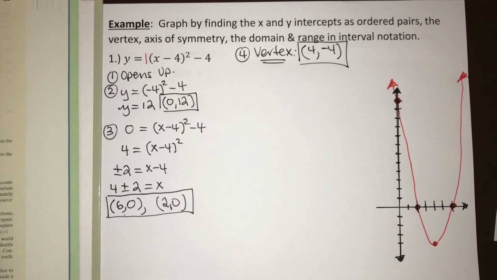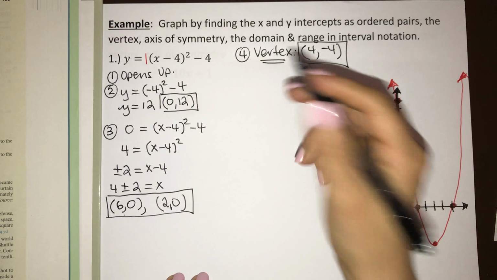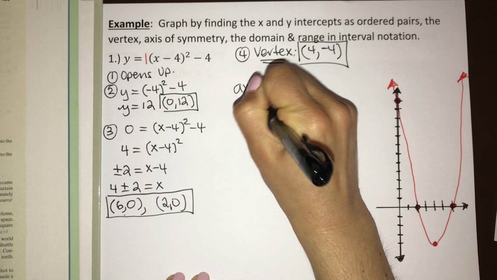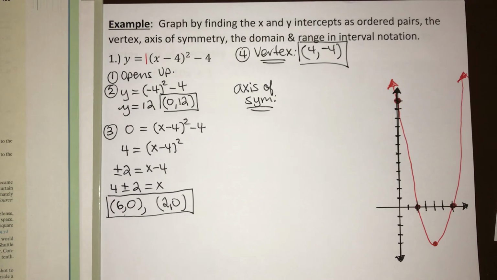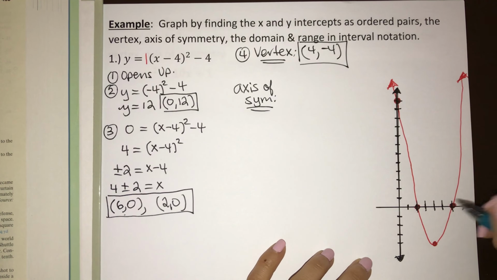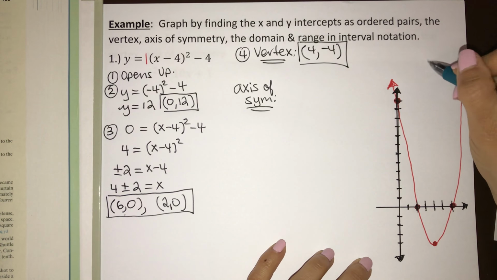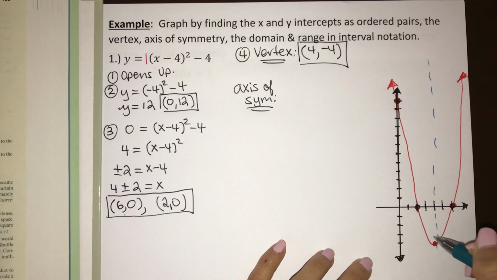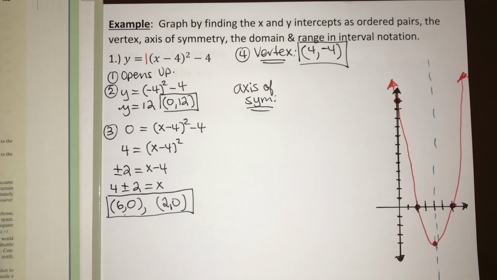All right, we need to also find the axis of symmetry. Remember, the axis of symmetry is basically the vertical line that cuts the parabola in half. It always goes through the vertex. So we don't need to put this in the graph, but again, it just goes directly through the vertex. Axis of symmetry because the graph is symmetric on the right and left side if you cut it in half.